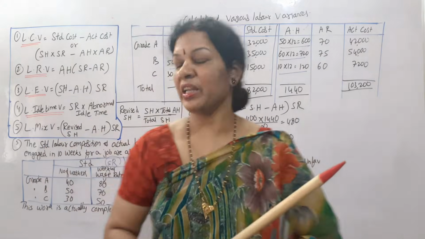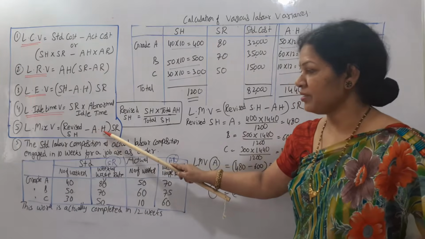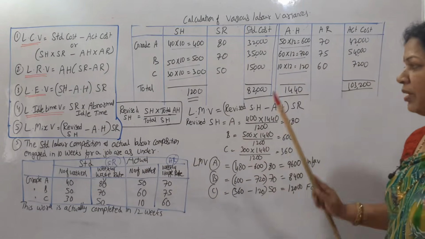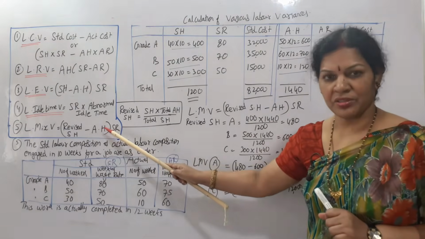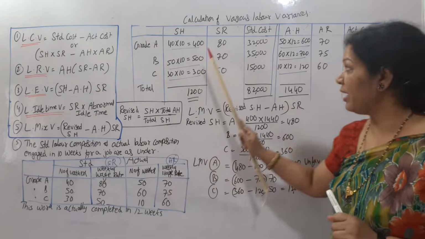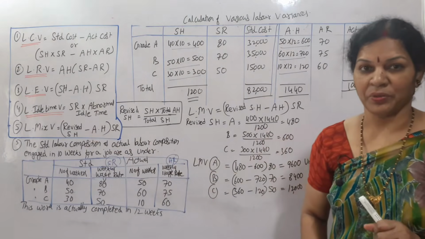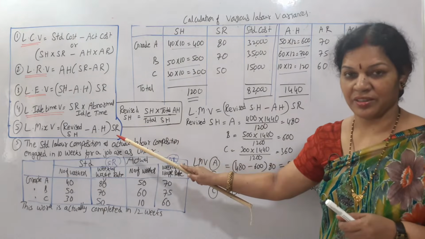What is the formula for labor mix variance? Revised standard hours minus actual hours into standard rate. Okay, the same formula I have written. First, what we need: actual hours and standard hours we already have in this table. Revised standard hours we have to find out. To find out revised standard hours, this is the formula.